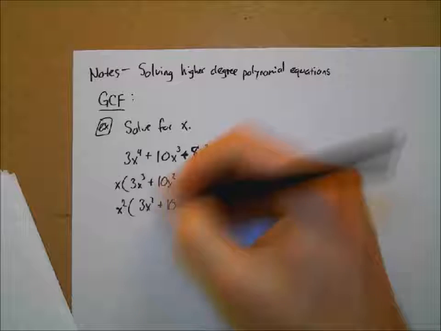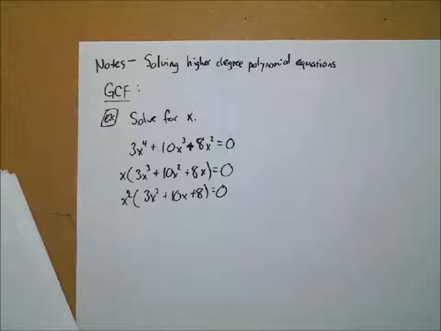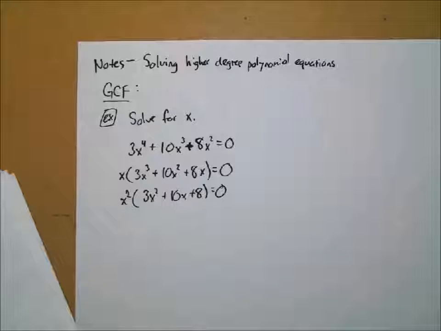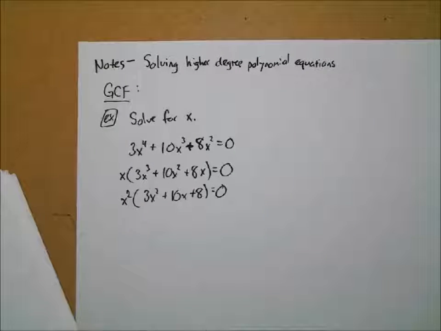So at this point then, how should we proceed? What should we do here? We factored out a GCF, but now what should we do? Joshua? Just factor. Factor? Okay, so what else factors here?